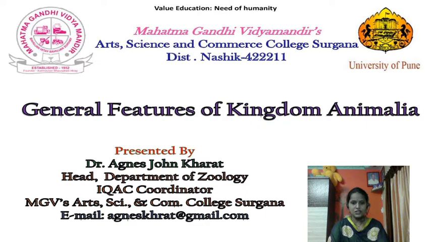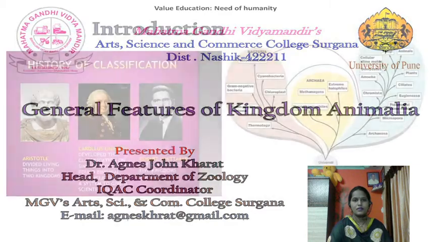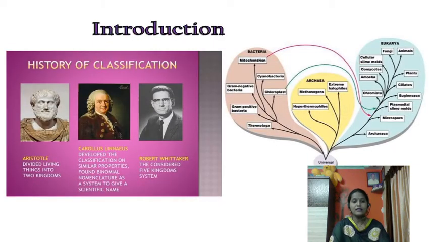Welcome for today's session. We are going to learn our second chapter, General Features of Kingdom Animalia. In the introduction, let's have a look at the history of classification. Ancient Greek philosopher Aristotle divided the entire living world into two kingdoms, Kingdom Animalia and Kingdom Plantae.